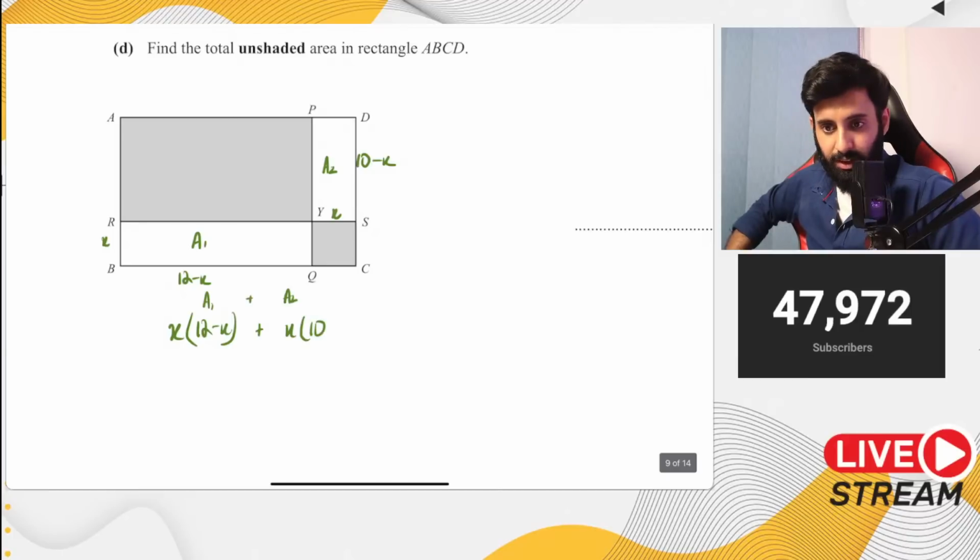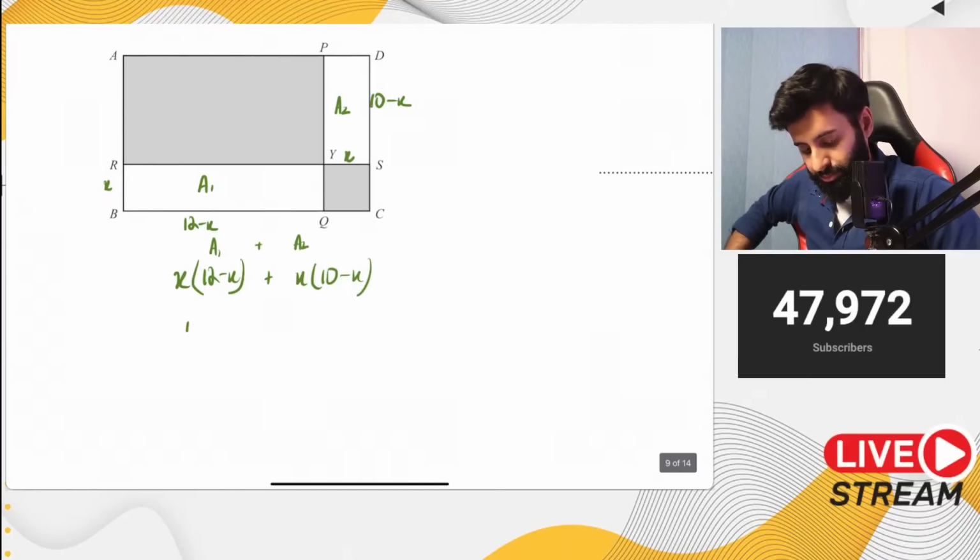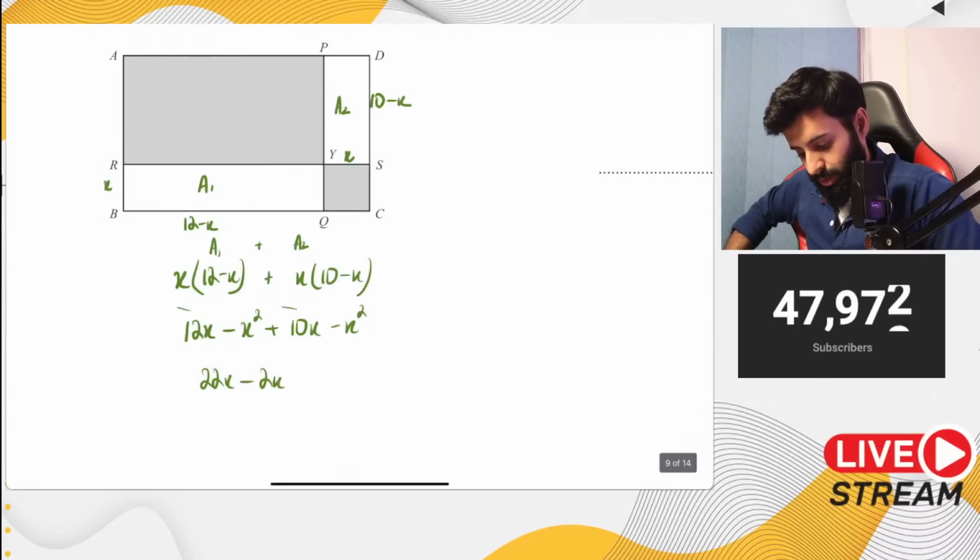Now, I would suggest that you keep everything in terms of x till you get to the very last expression, until you've simplified everything. So 12x minus x square plus 10x minus x square. So 12x plus 10x is going to be 22x minus 2x square. In it, plug in the value of x, the suitable value of x.